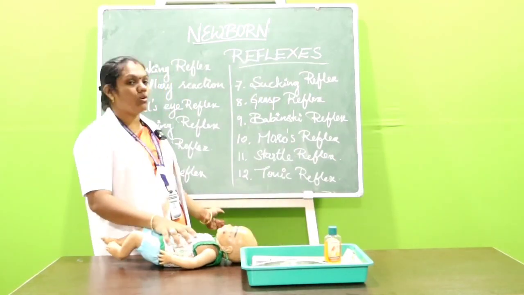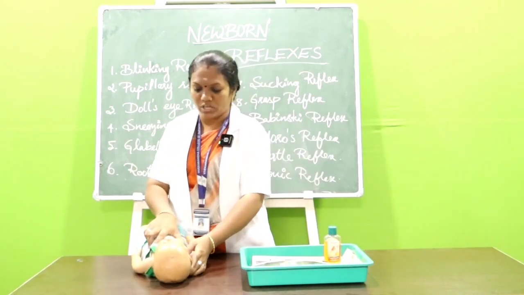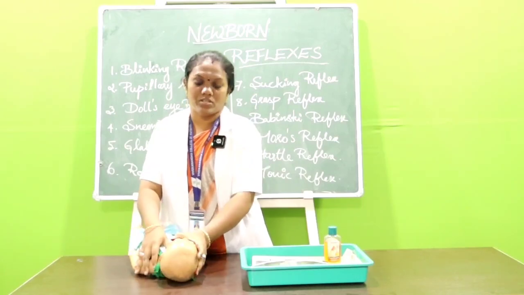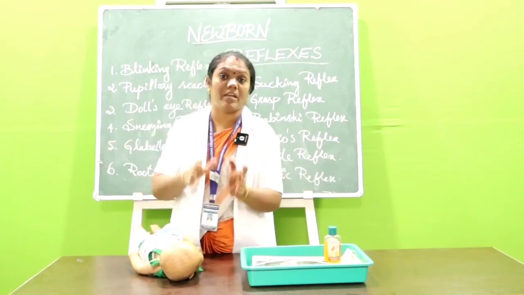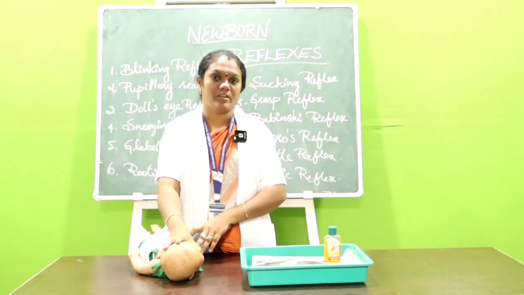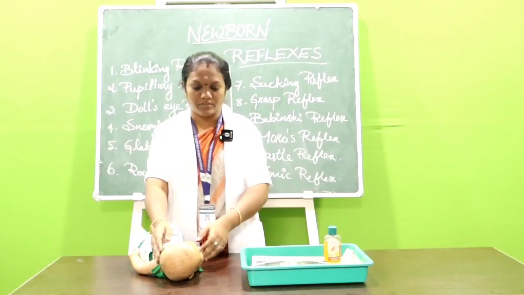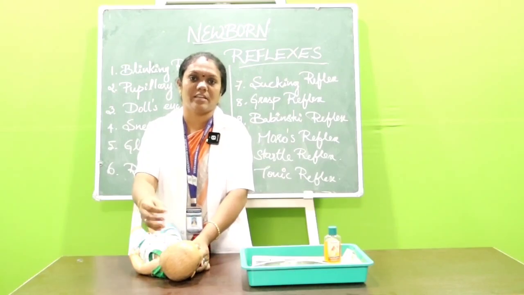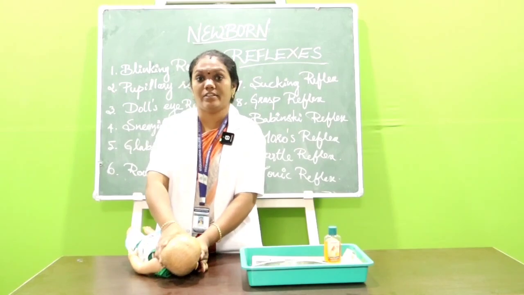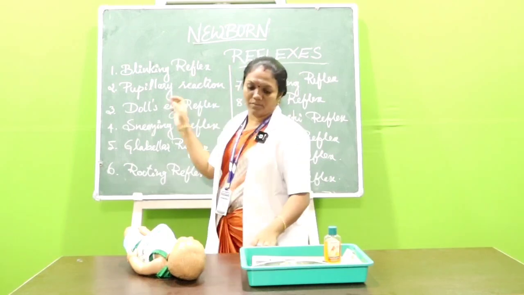The next one is the doll's eye reflex. Doll's eye reflex means that when we suddenly change the position of the baby's head, either to the right or left side, the baby's eyeballs cannot move towards the side we are turning the head. The eyeballs lag and remain in the same position for 2-3 minutes. It looks like a doll's eye, with the eyes in the same position. This is called the doll's eye reflex being present.